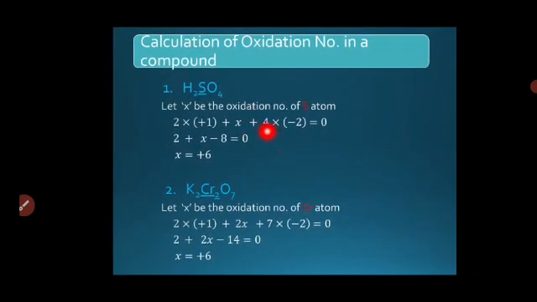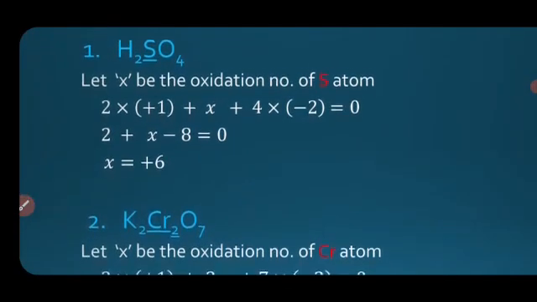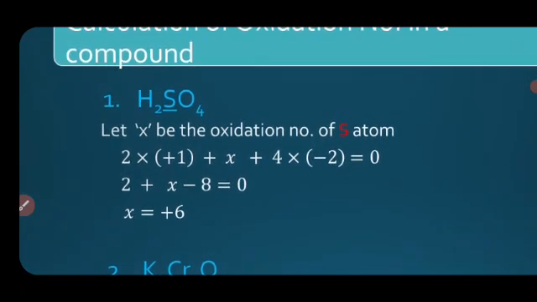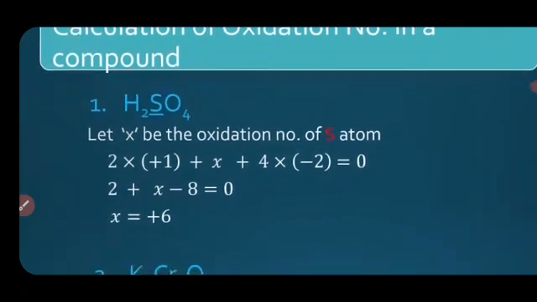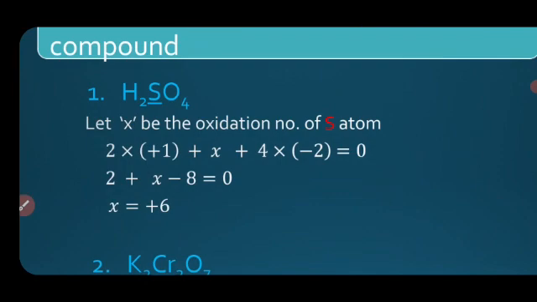Plus the oxidation number of oxygen is -2 in all its compounds, right? So 4 into -2, where 4 is the number of atoms and -2 is the oxidation number of oxygen. So 2 into +1 is 2, plus X, and -8. So the total is 0. We have to consider the total as 0 because this is a molecule. H2SO4 is a molecule, and hence the algebraic sum of the oxidation numbers of all the atoms should be taken as 0.